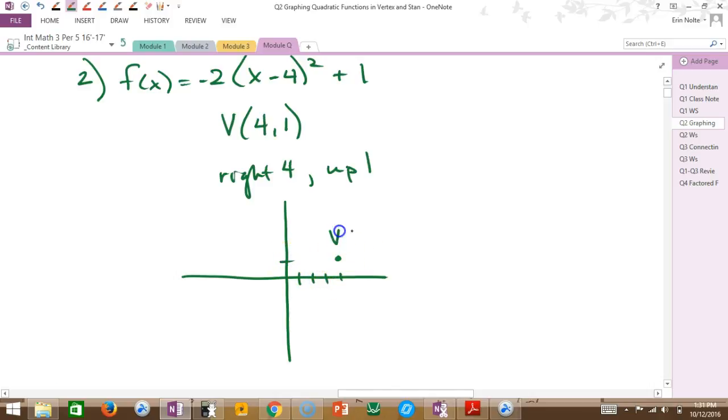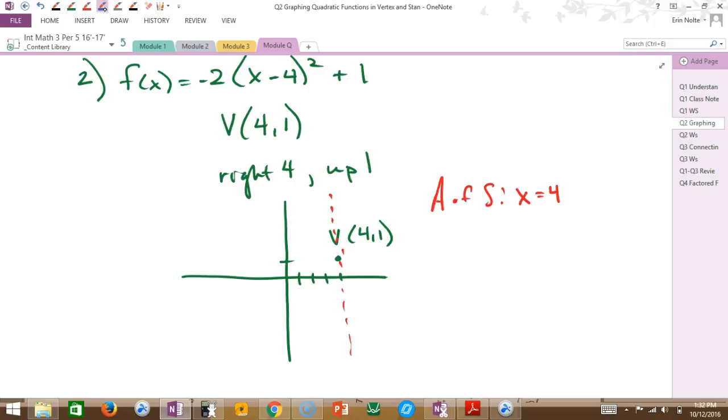Okay, so our vertex is 4, 1. Before I start, I want the axis of symmetry. I'm going to draw this vertical line. Whoops, I totally missed. My axis of symmetry is at x equals 4. Perfect. Okay, so now I need 2 more points. How would I come up with 1 more point? Okay, sure, I could plug in 3.